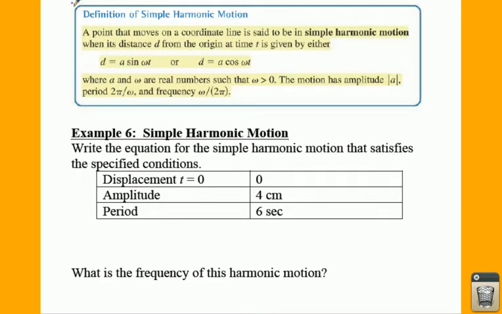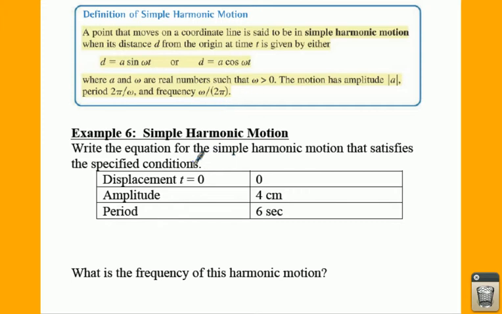So let's move on here to example 6. Your definition of simple harmonic motion: its distance d from the origin at time t is given by either of these functions, d equals a sine of wt, or d equals a cosine wt, where a and w are real numbers such that w has to be greater than 0, it can't be negative. Motion has an amplitude that's the absolute value of a, makes sense. Your period now is 2 pi over w. It's no longer 2 pi over b, it's 2 pi over w. And then you have a frequency, which is w over 2 pi. So you basically go backwards.